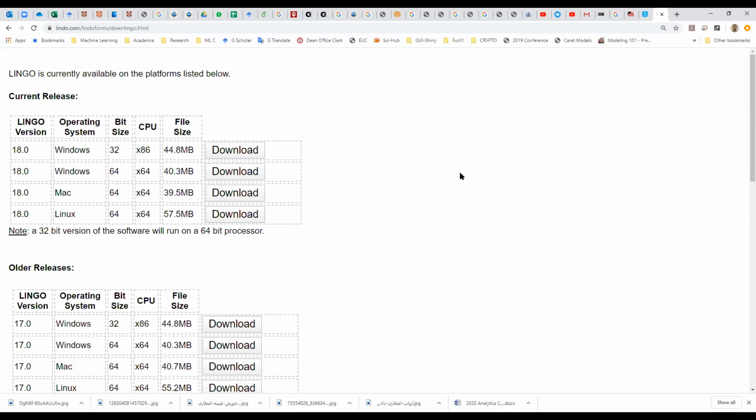Professor? Yes? For Mac, it asks for your name and everything. Do you have to put your school in for organization, or do you leave it? You can put the school for organization, yes. Okay.